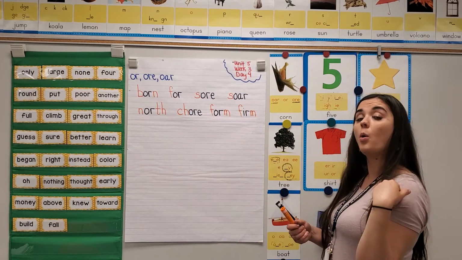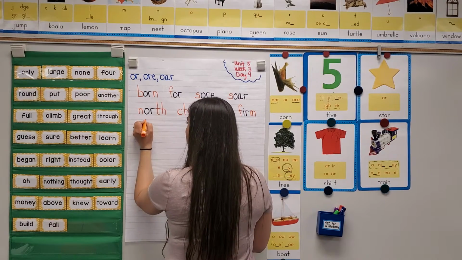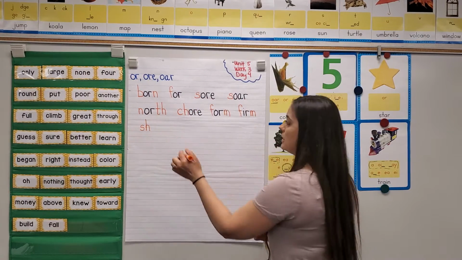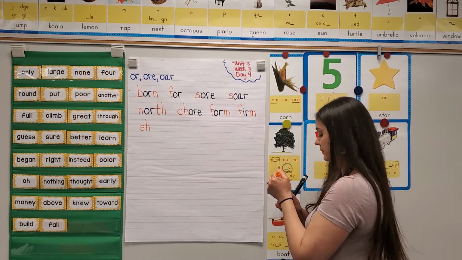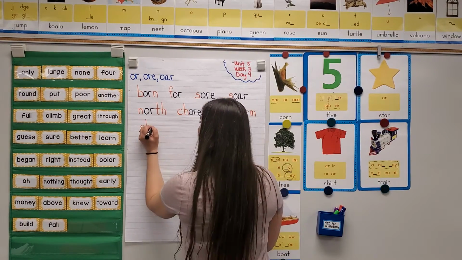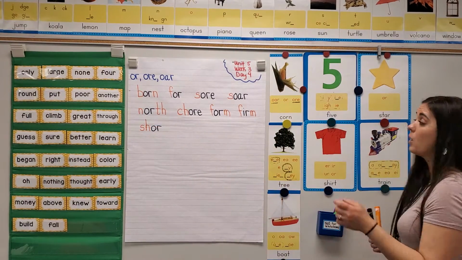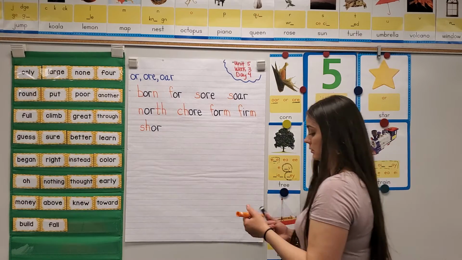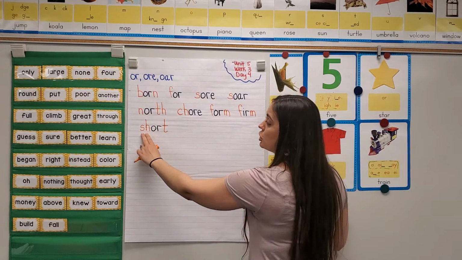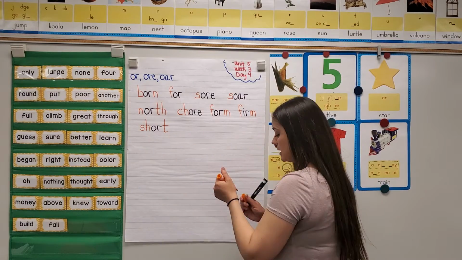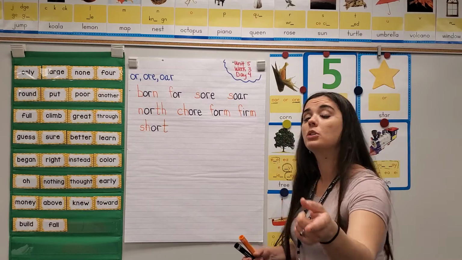Short. SH, sh, never sa, always sh. And in this word, short, that or is spelled with OR. T says t, sh, or, t, short. All right. Support, your turn.